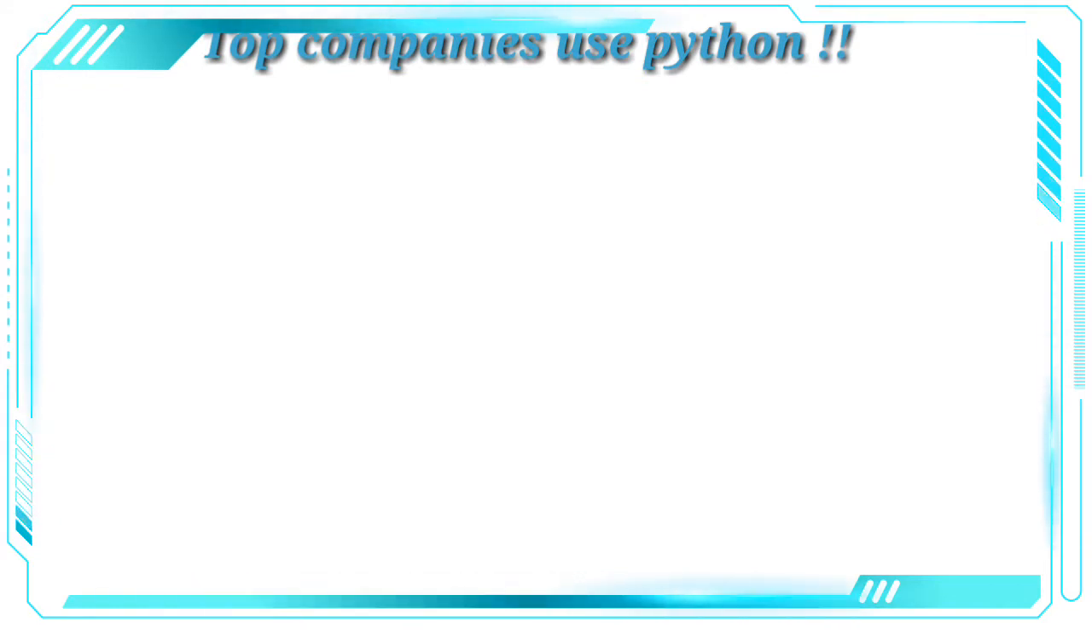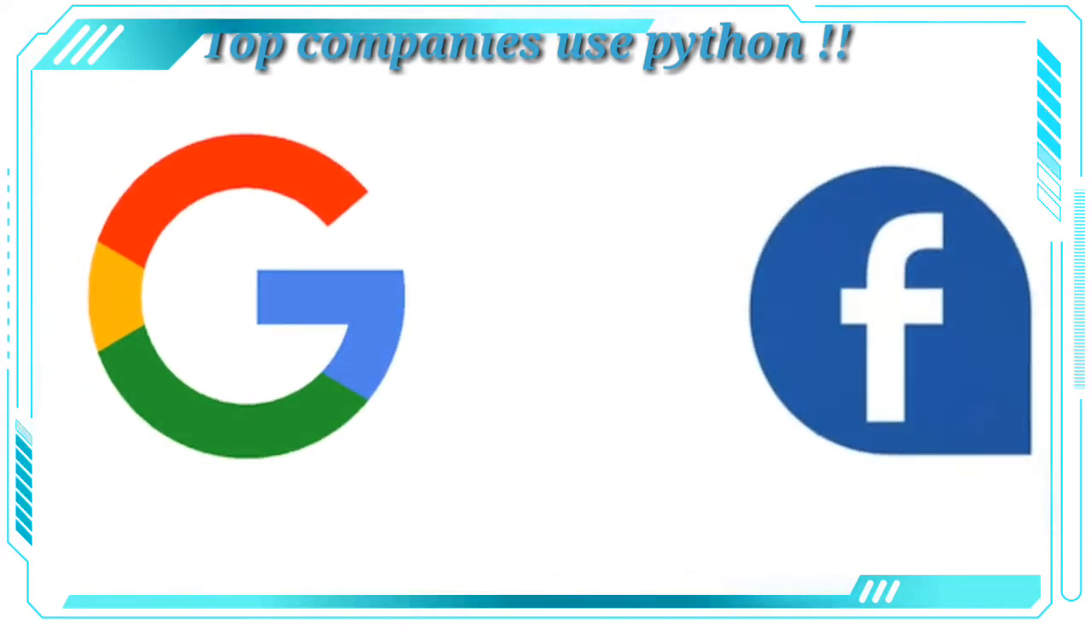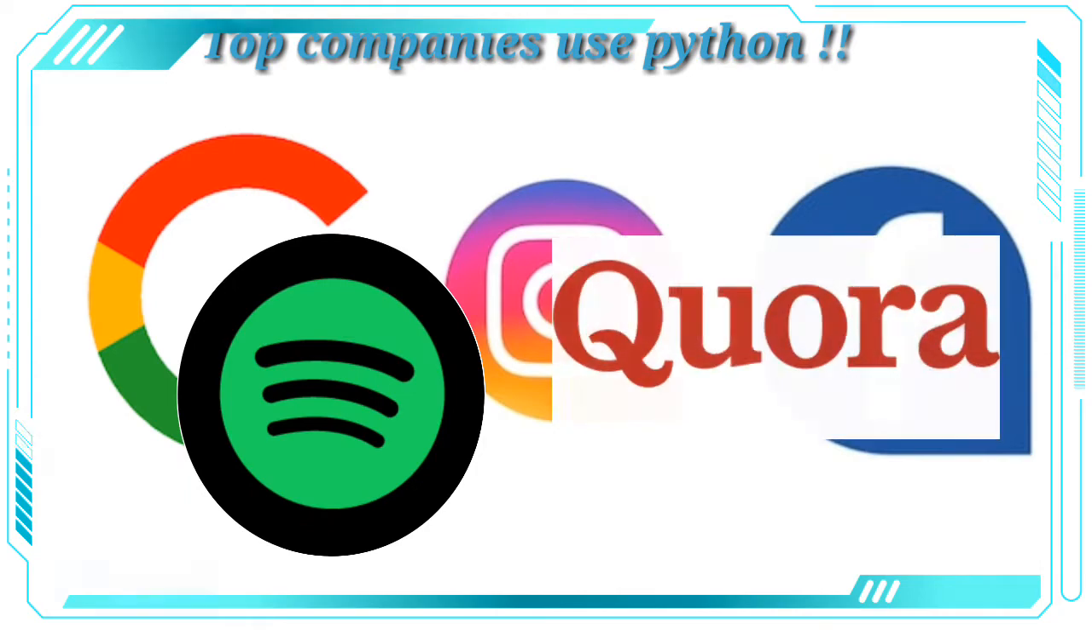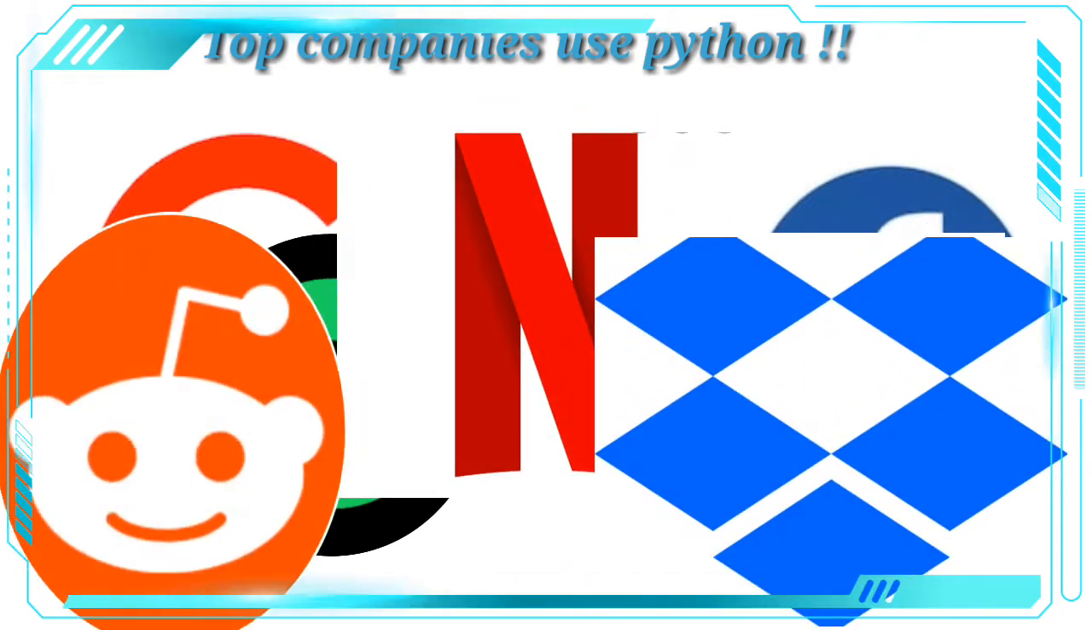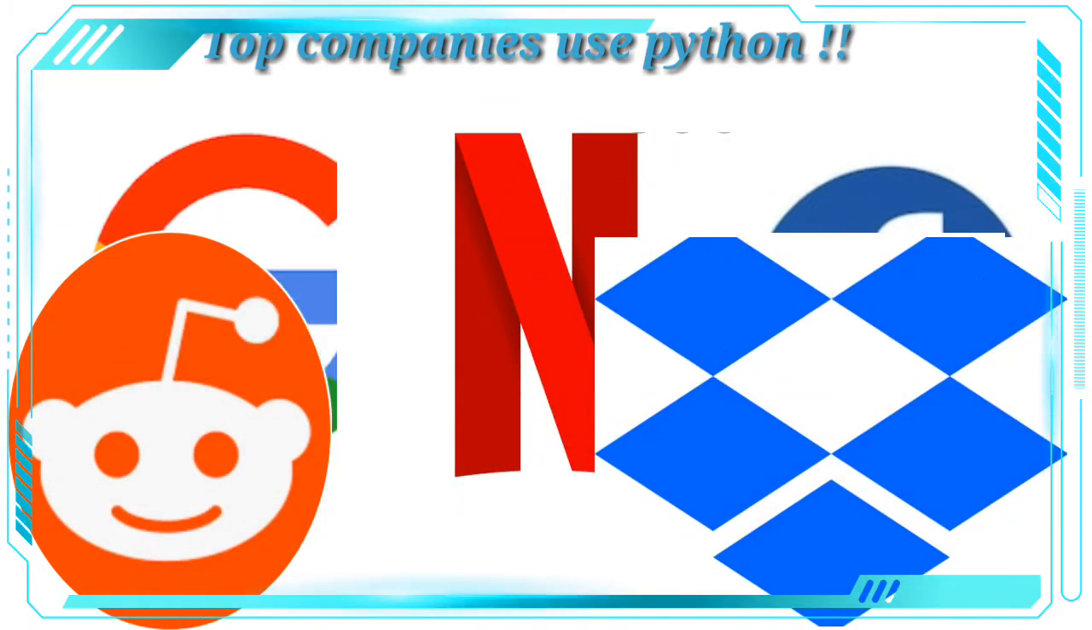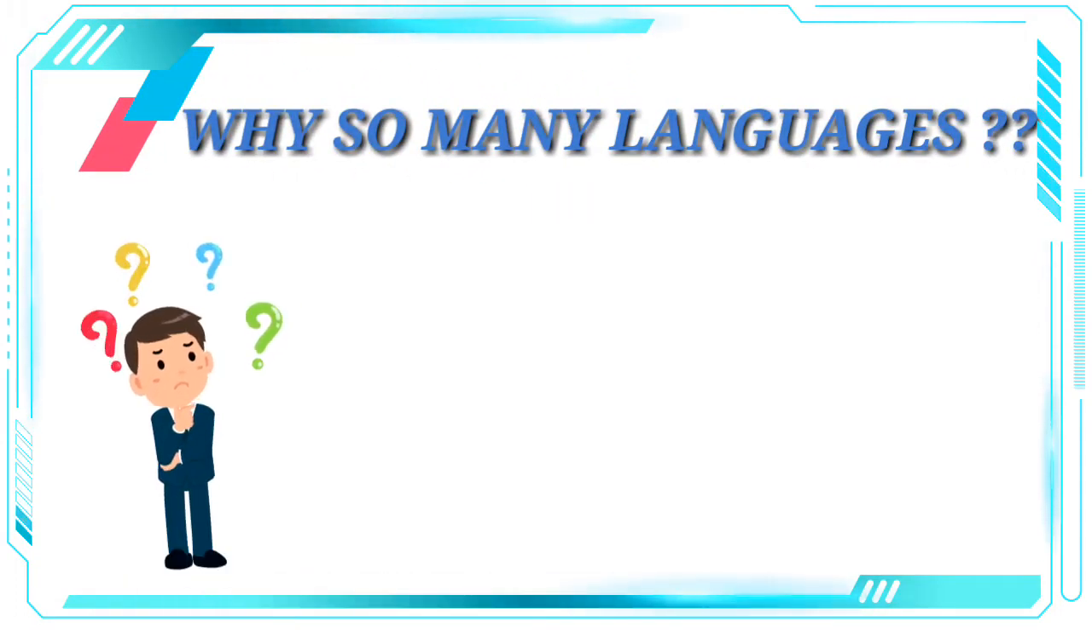Many of the leading companies today use Python, like Google, Facebook, Instagram, Spotify, Quora, Netflix, Dropbox, Reddit, and the list is endless. Now let's answer the question, why are there so many different languages?